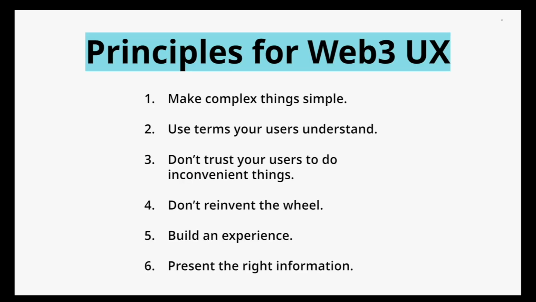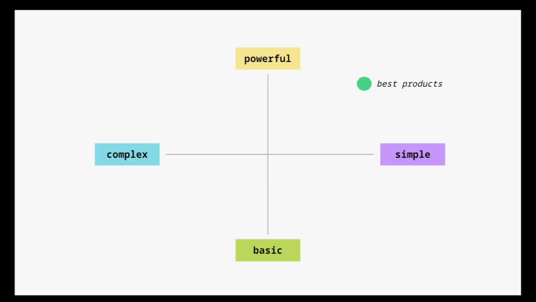Okay, taking a step back to what we learned today, we have six principles for Web3 UX. The first is to make complex things simple. The second is to use terms that your users understand. The third is don't trust your users to do inconvenient things. Don't reinvent the wheel. Build an experience and present them the right information. If there's one thing that you can take away from this talk, it's this slide. Make powerful and simple products.